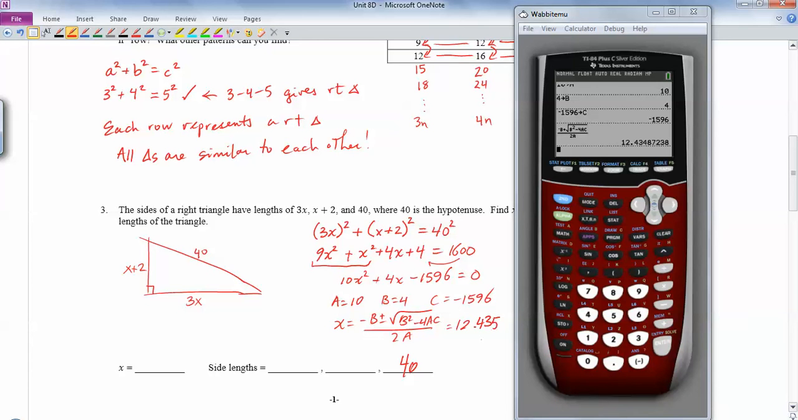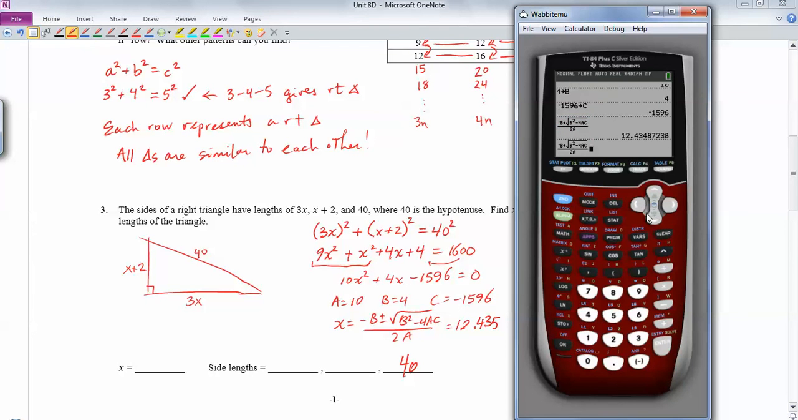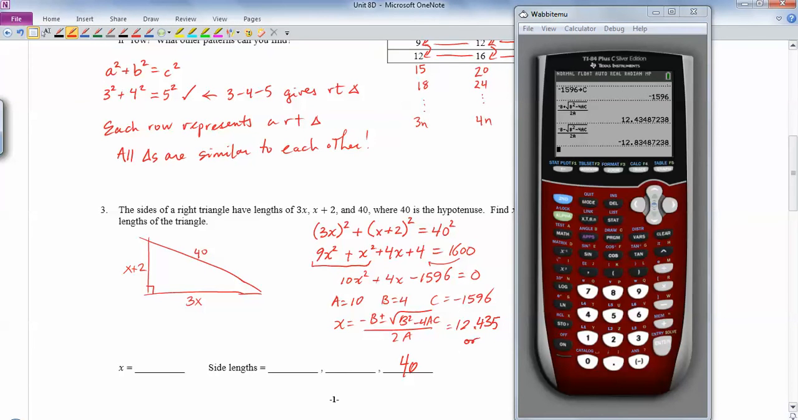12.4348. And then the other one would be the minus version, so I'll come back up here, cut and paste, and switch that to a minus, and we end up with negative 12.835. But notice 3 times a negative number is still negative, so this one's not going to work. It's got to be this one. So x is about 12.435.